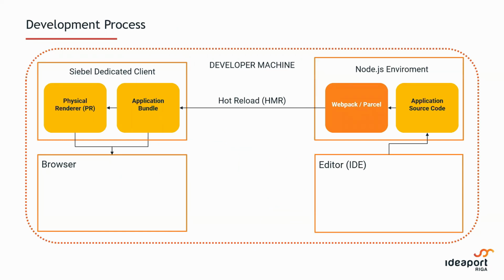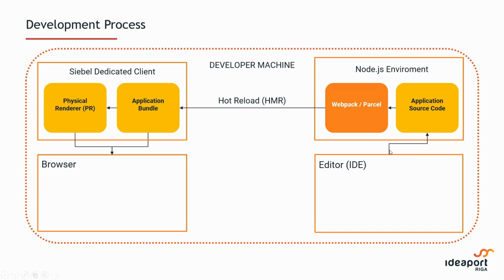Next, I'm going to explain quite briefly how the development and the build process happens. This is a classical layout. You have the Siebel dedicated client for a developer. You also need the Node.js environment. You would need your project. When you start it in development mode, it starts the development server, and Node.js is responsible for that. Here you're telling the build system that it should move the build into the dedicated client web server folder.